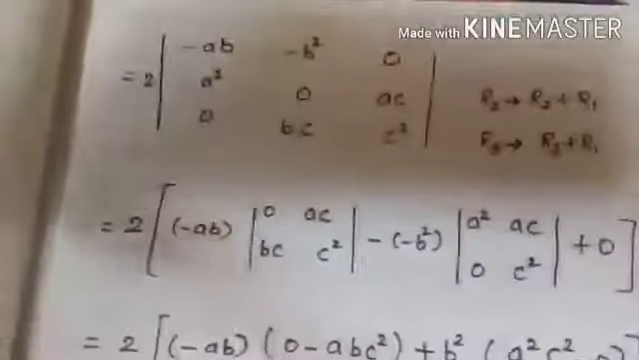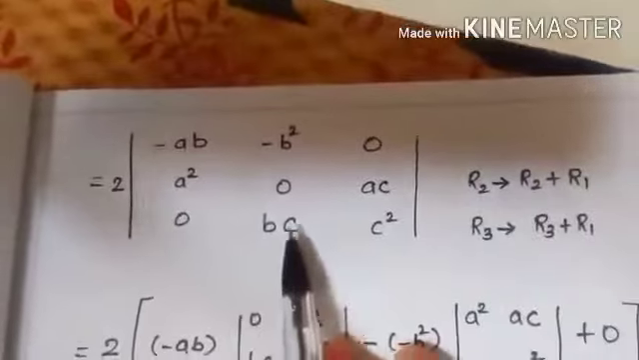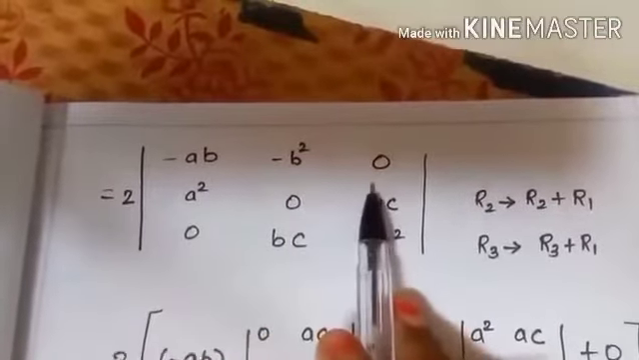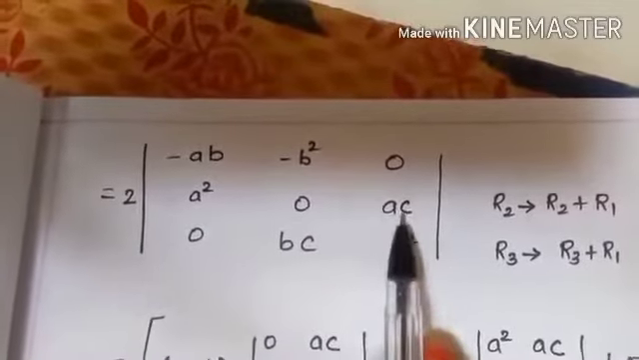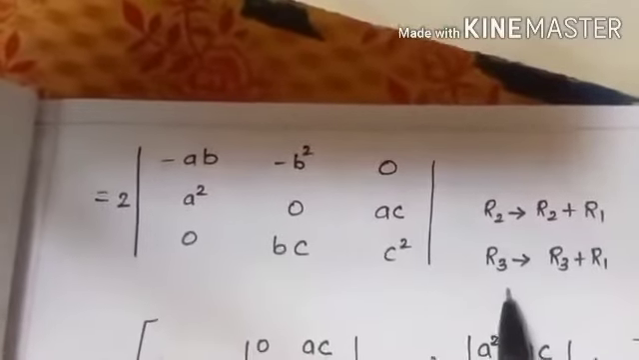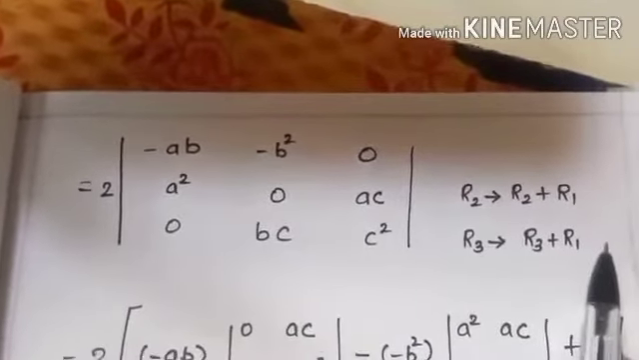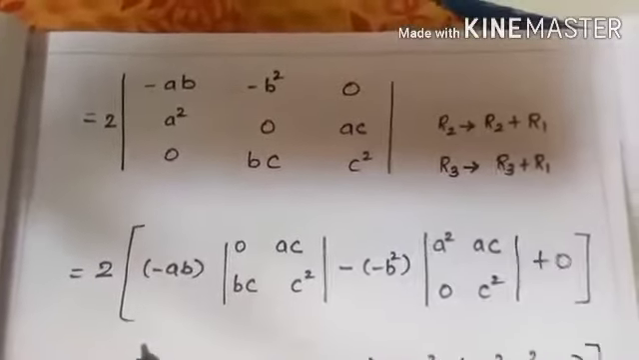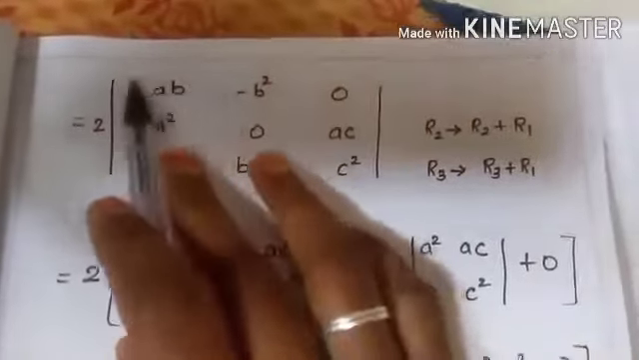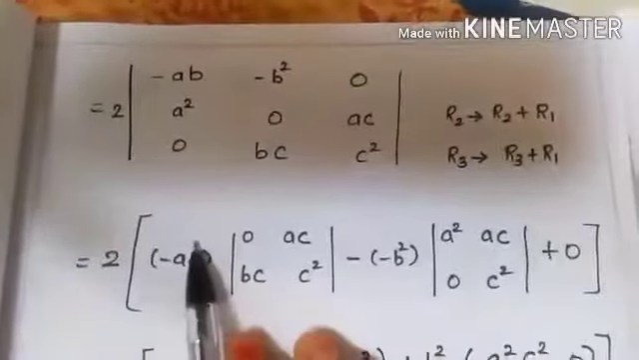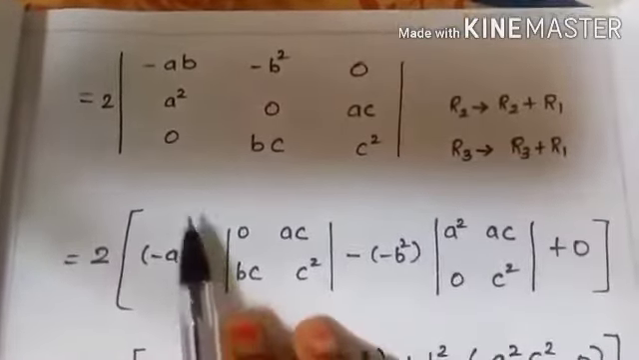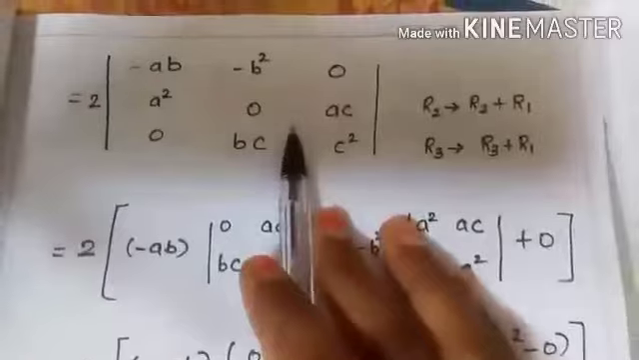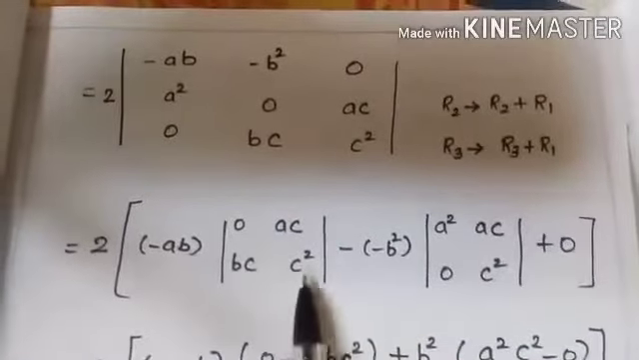So therefore the determinant becomes 2 into the determinant of minus AB, minus B squared, 0, A squared, 0, AC, 0, BC, C squared, where R2 tends to R2 plus R1, R3 tends to R3 plus R1. So now we are going to find the value of this determinant, which is equal to 2 into expanding by R1. So expanding by R1, first element minus AB. So minus AB into, it is in first row, first column. Eliminating first row, first column, we get the determinant of 0, AC, BC, C squared.